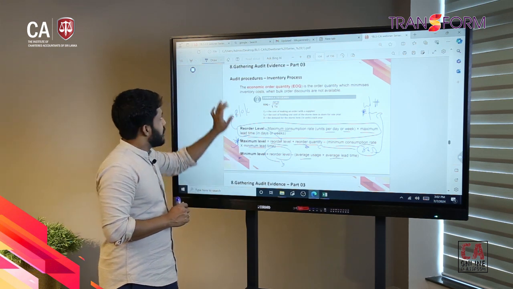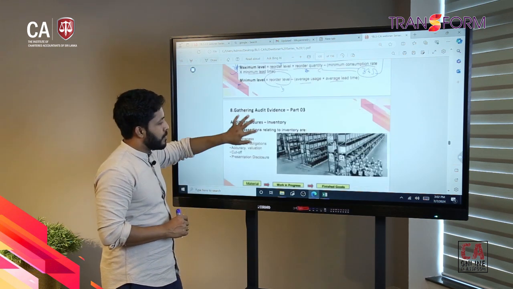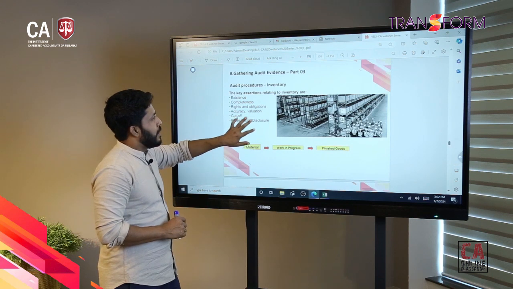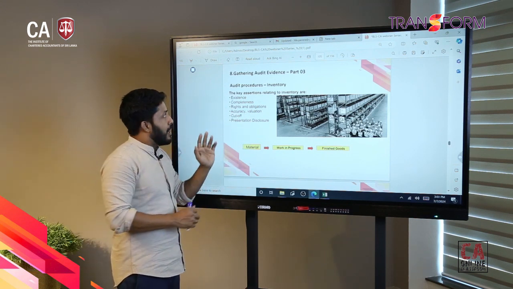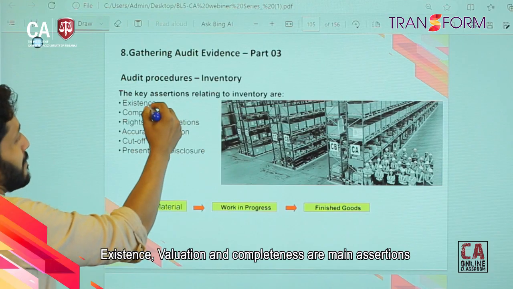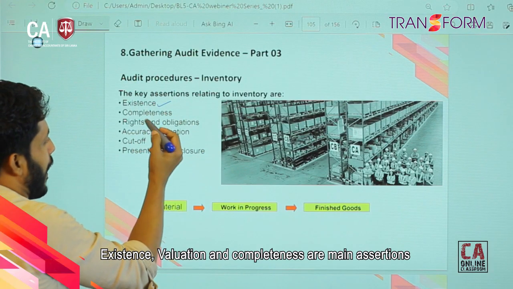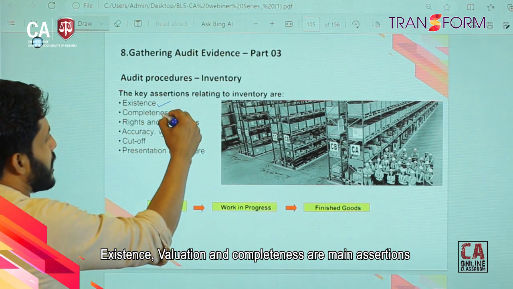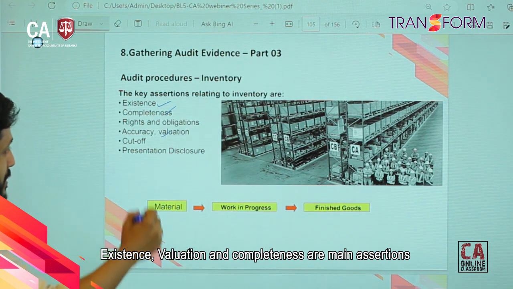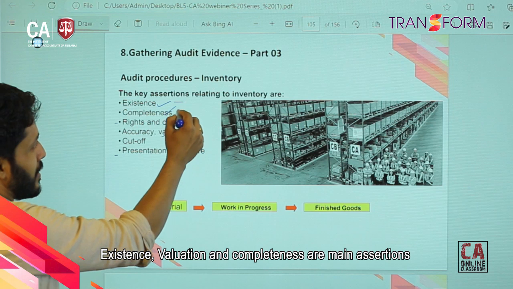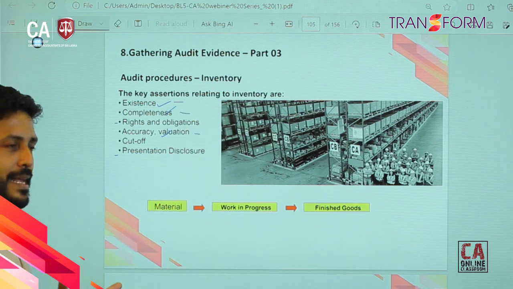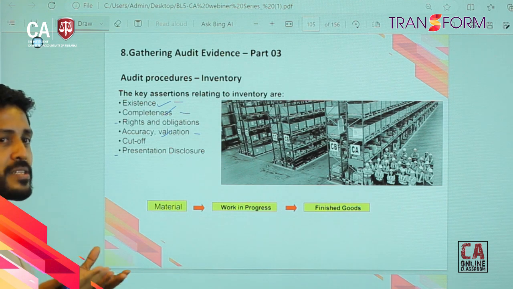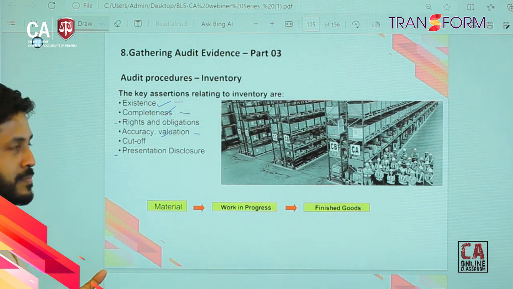Right? So then we can move to audit procedures. Basically for inventory we are focusing mainly on three assertions: existence, valuation, and completeness. Other assertions are important, but these are the critical assertions. Existence, so whether these inventory items exist or not, that's really important, right?